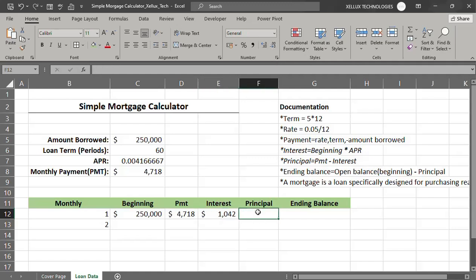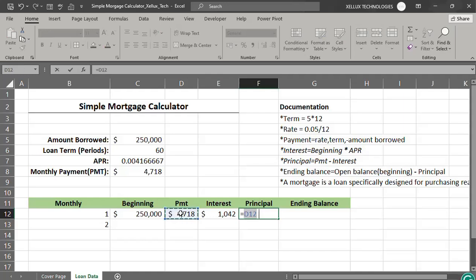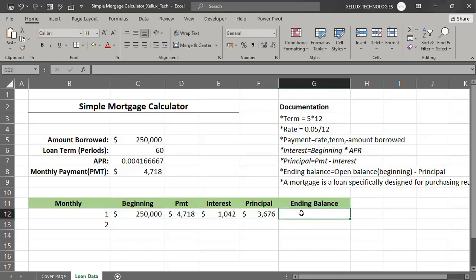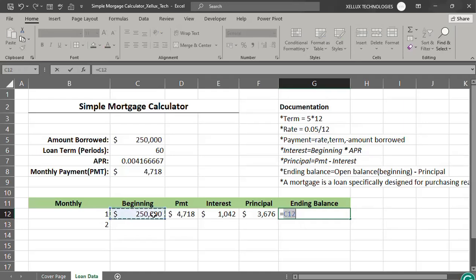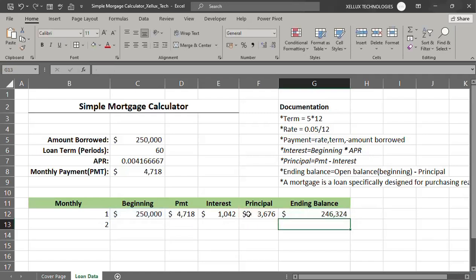Now I will calculate your principal. Your principal is just your monthly payment minus your interest, and you press enter. Now how do we get your ending balance? Your ending balance is your opening balance, which is the amount they lent you, 250,000. You click on it, minus your principal. Your principal is here. Click on it and press enter. Now we have our ending balance for the first month.